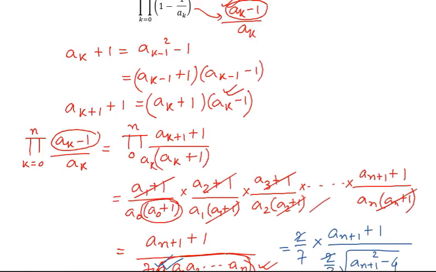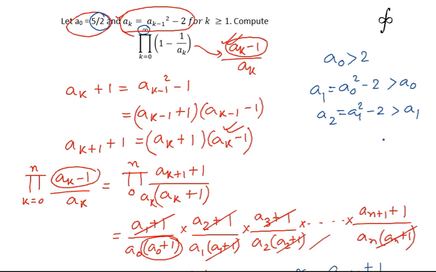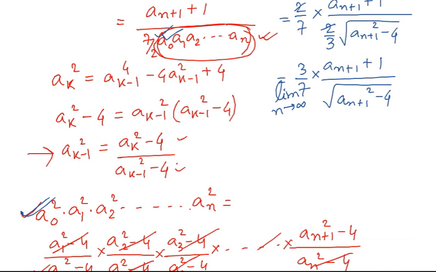Now we can see that according to the recursive formula, since a0 is taking a value that is 5 by 2, which is more than 2, a0 is more than 2, and we are getting the value of a1 as a0 square minus 2, which is definitely going to be more than a0, and similarly a2 is nothing but a1 square minus 2, which is definitely going to be more than a1. So this is going to be an increasing sequence, that's for sure. So we can say that this sequence is going to be an unbounded sequence because the value will continuously increase. So we can consider that at infinity this value of an plus 1 will become very, very large.